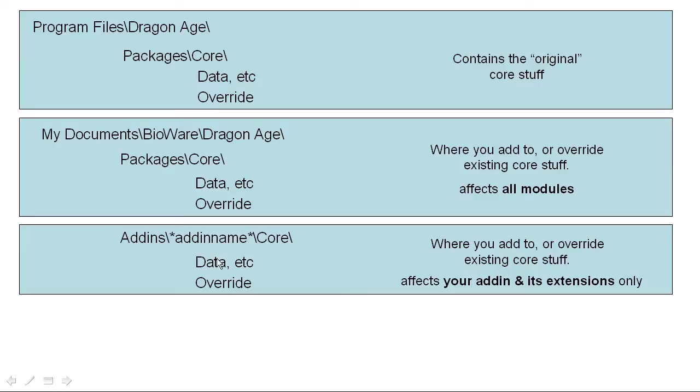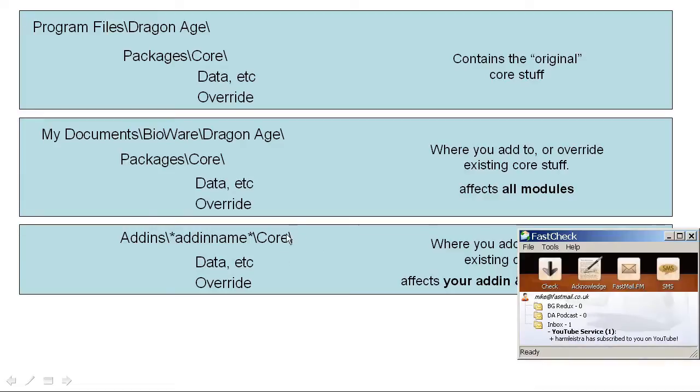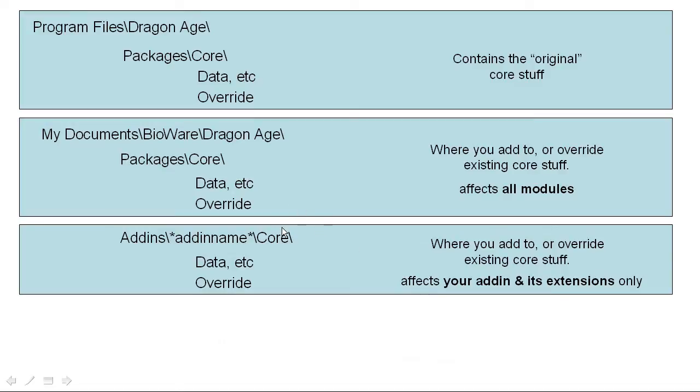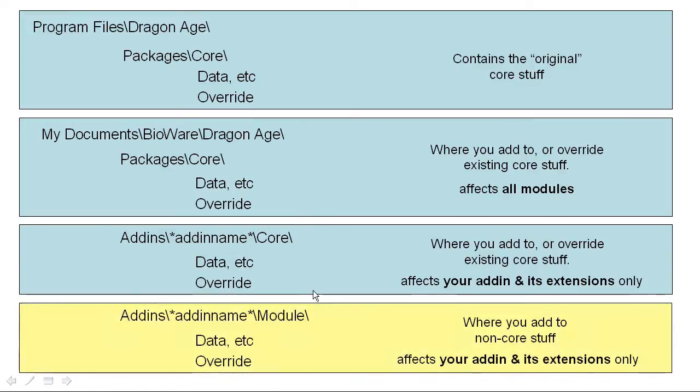So just as we can override folders in the original core stuff, you can actually override your own folders using the override if you had your stuff in data. So this affects the core stuff, but all of these are still core. Whereas if you want to change your module stuff, there's only really one place for it, and that's your My Documents, BioWare, Dragon Age, add-ins, then the add-in name, module, data to add stuff, override to override it. So again, this affects only your add-ins and anything that it is extending.